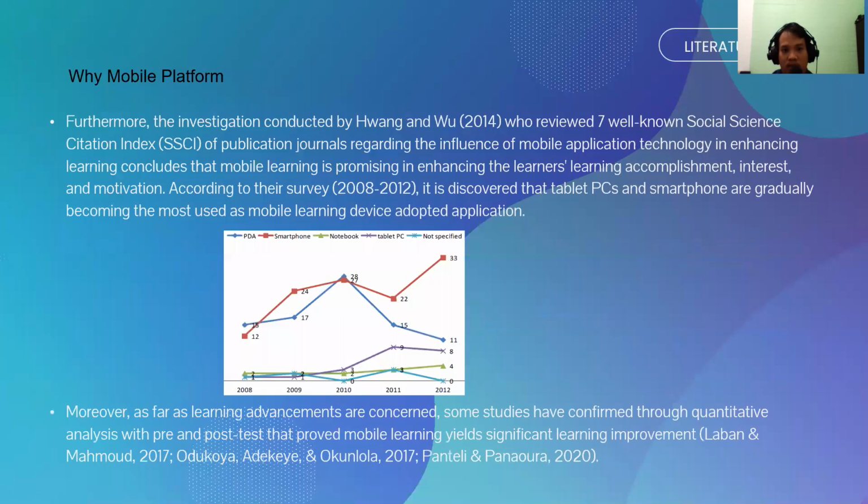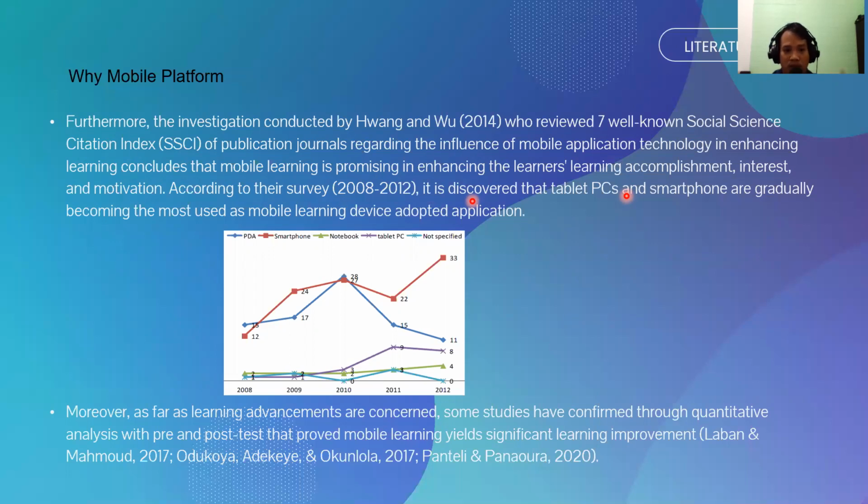Now we are talking about the literature review. So why did we bother with a mobile platform for this research? Now we are talking about the justification of it. Based on Huang and Wu 2014, who reviewed 7 well-known social science citation index SSCI publication journals regarding the influence of mobile application technology in enhancing learning, they conclude that mobile learning is promising in enhancing learning accomplishments, interests, and motivations. According to their survey covering 5 years of papers, it is discovered that tablet PC and smartphone are gradually becoming the most used mobile learning devices.